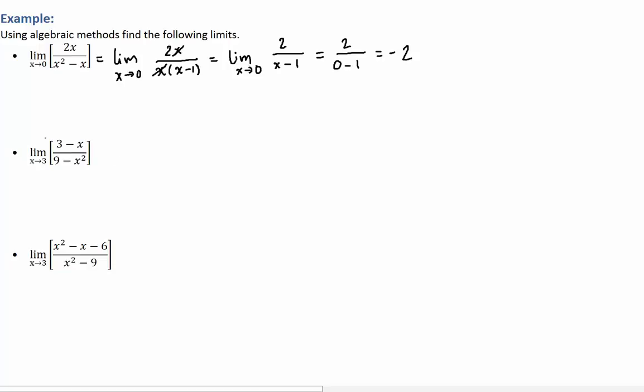For example, if you look at this expression, again, you plug in 3 for x, and you get 3 minus 3, which is 0. And then 9 minus 3 squared, which is 9, so 9 minus 9 is 0. So you're getting 0 over 0 again. So what do we do? Well, you want to factor. And I will not write it again, but 0 over 0, you want to factor.